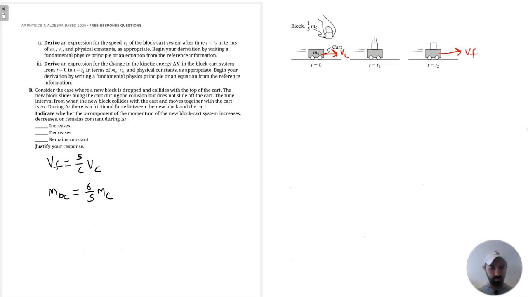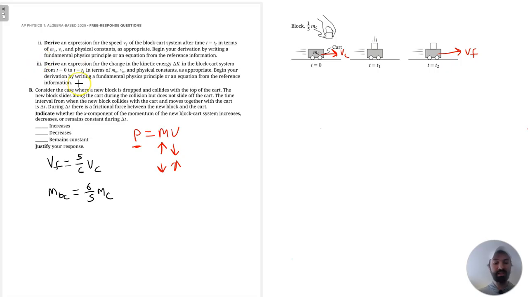Let's move on. Okay, so I saved right here what our final velocity was in terms of our initial velocity, and it makes sense that it's less because if our momentum stays the same and our mass increases, our velocity must decrease. If our mass had decreased, our velocity would have had to increase in order to maintain no change in momentum. And I saved our mass of the block cart system.